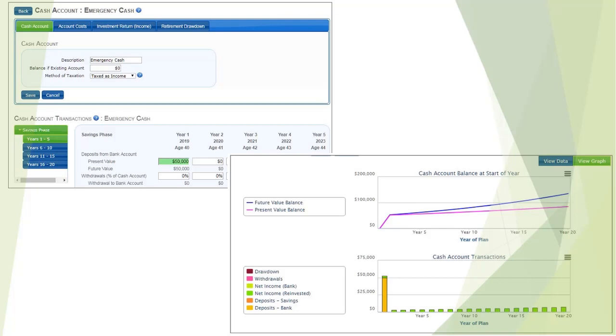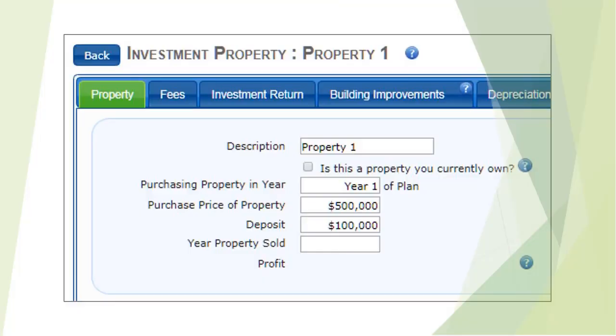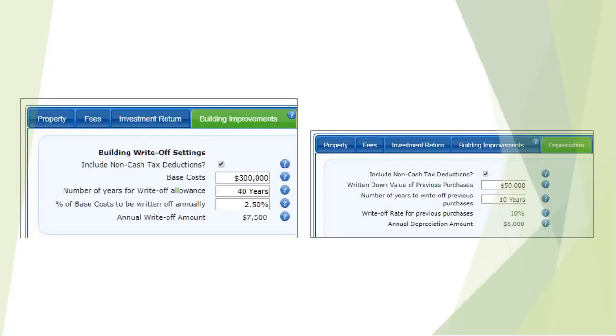Interest is reinvested. It was recommended that John purchase an investment property to the value of $500,000 using $100,000 of the funds in the transaction account for the deposit. This will mean that no mortgage insurance will be required and John's home is not required for additional security. The non-cash tax deductions are entered.